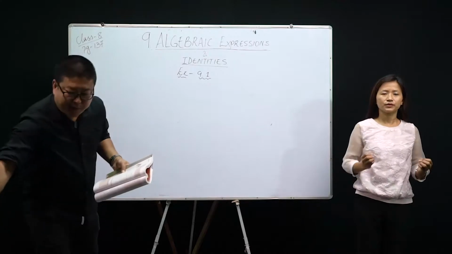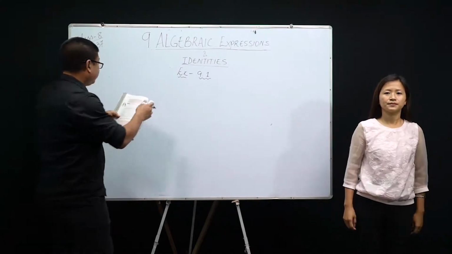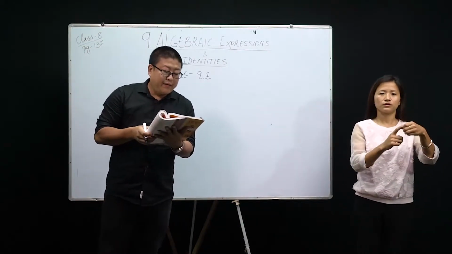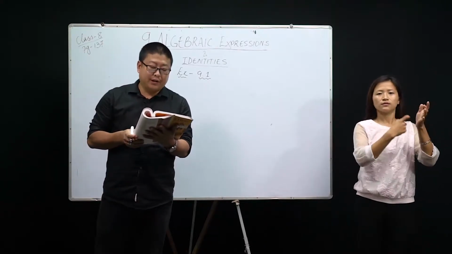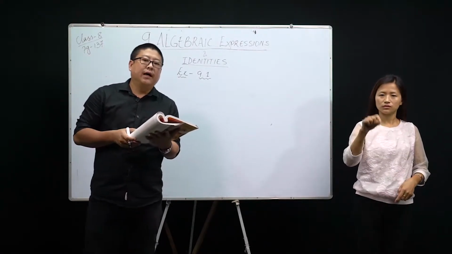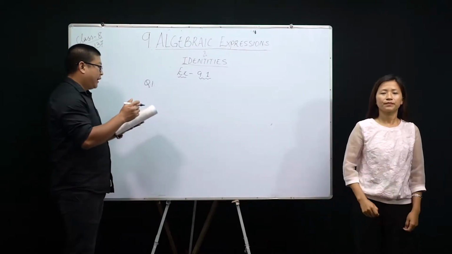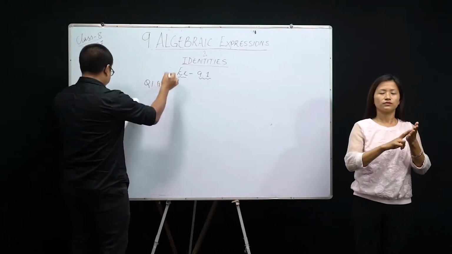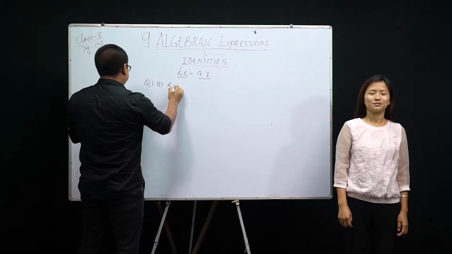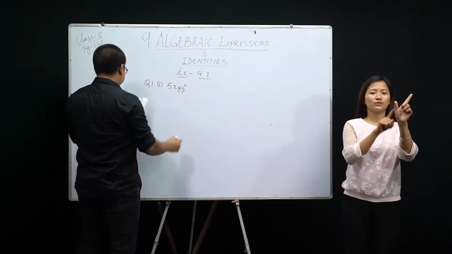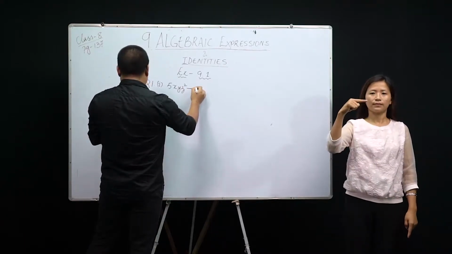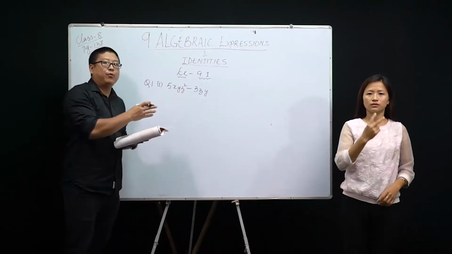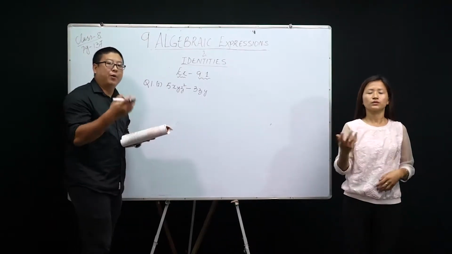To begin with, let's start with the first question. Question number 1. Let me read the question for you. Identify the terms, their coefficients for each of the following expressions. Here we are supposed to identify the terms and their coefficients. Okay, so for the first question, the expression is 5xyz square minus 3zy. So here you have to identify which are the terms and which are the coefficients.